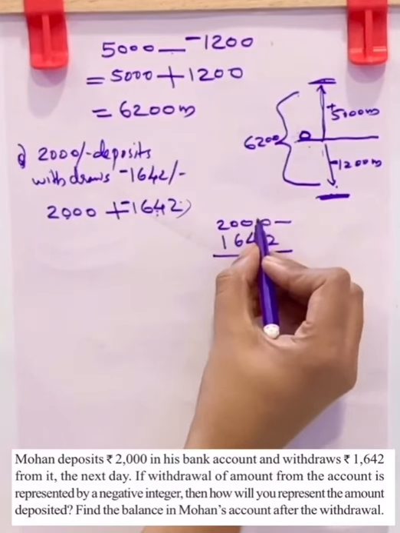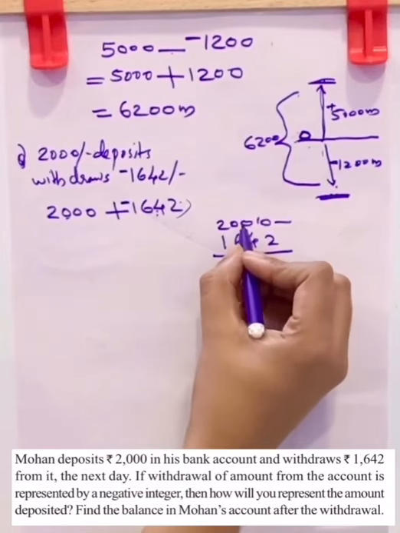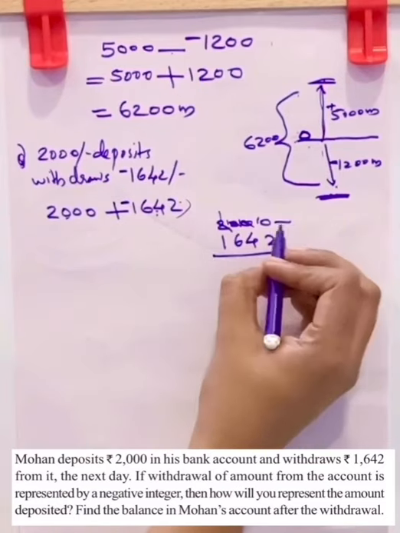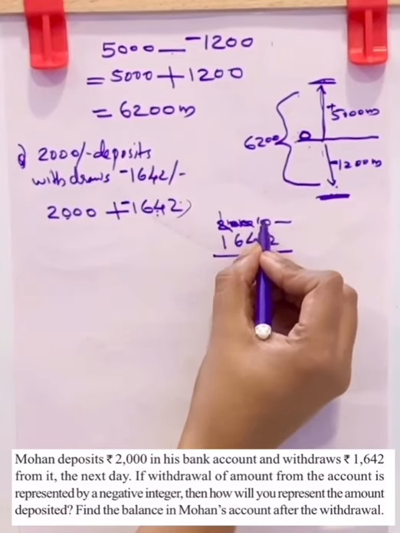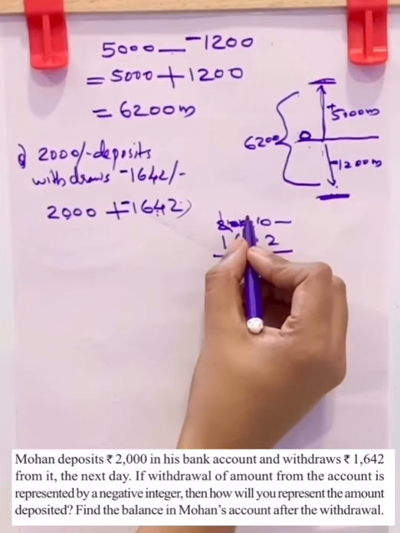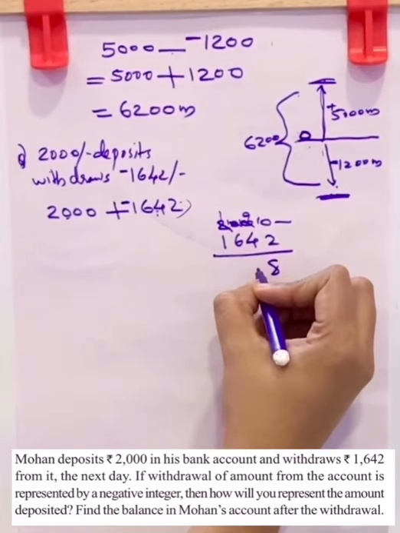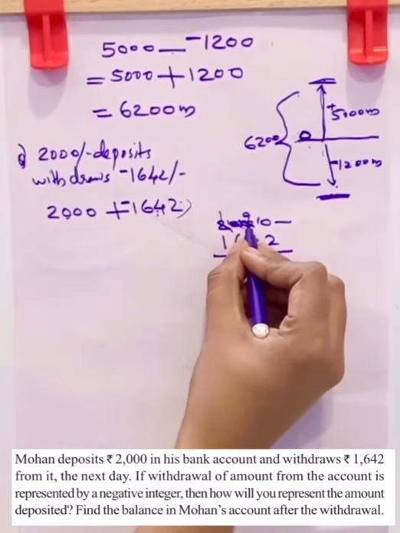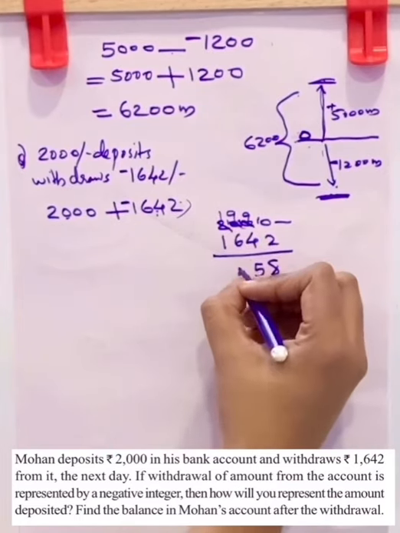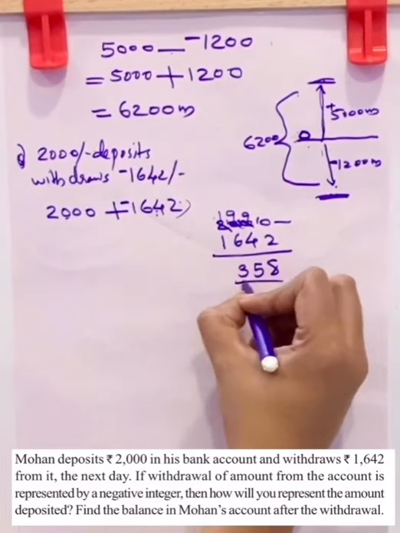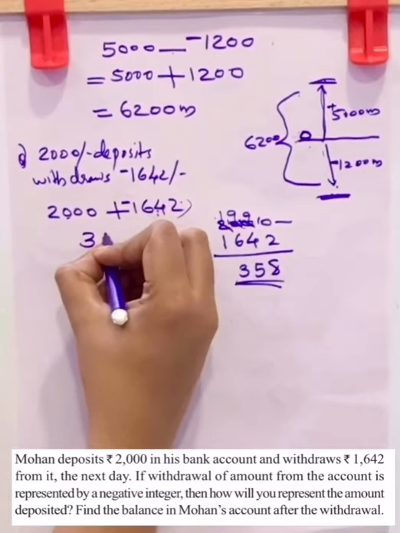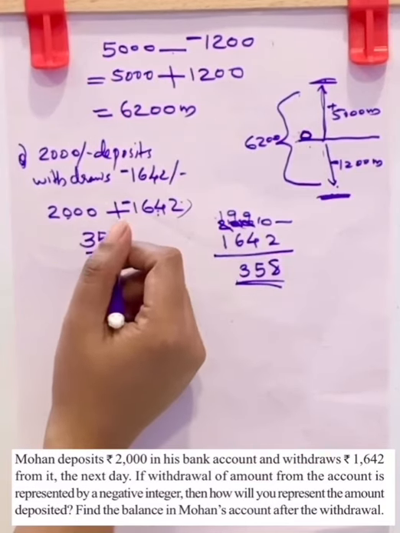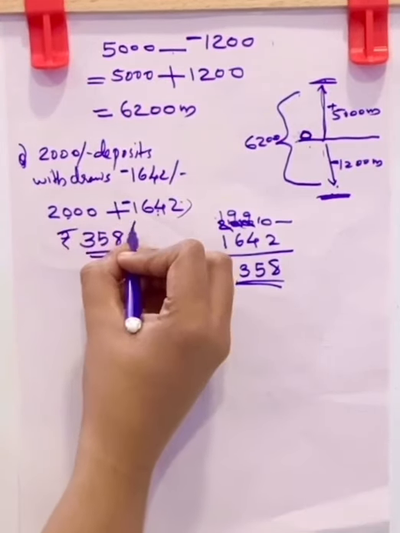You know the subtraction. Here it will become 10. Here again 10. Here again 10. Now this will be 1. Now you made this 10, so you carry 1 to here. So this will become 9. Now you made this 10, so you carry 1 from here. So this will also become 9. Now 1 minus 1 is 0. That is 358 is the answer. This is the balance amount, rupees 358.